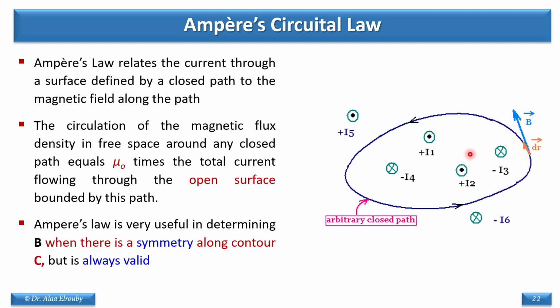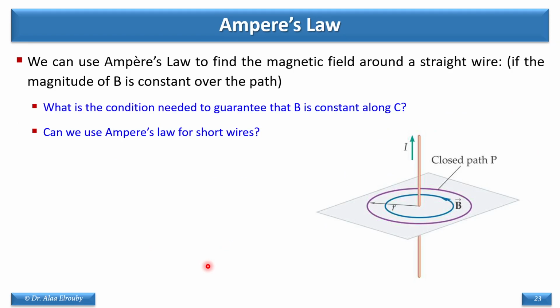the current. So as we said with Gauss's law, Ampere's law is always valid, but it is useful in solving a problem only when we have symmetry. Very similar to the case of Gauss's law in the electrostatic field. So we can use Ampere's law to find the magnetic field around a straight wire. Why? Because we have symmetry.